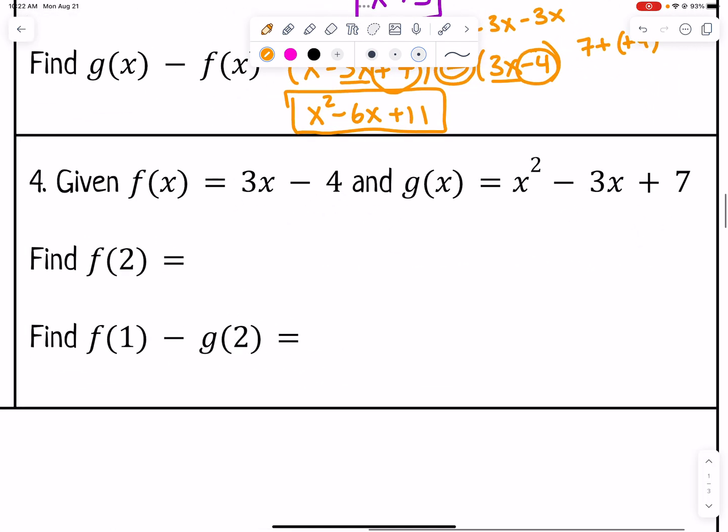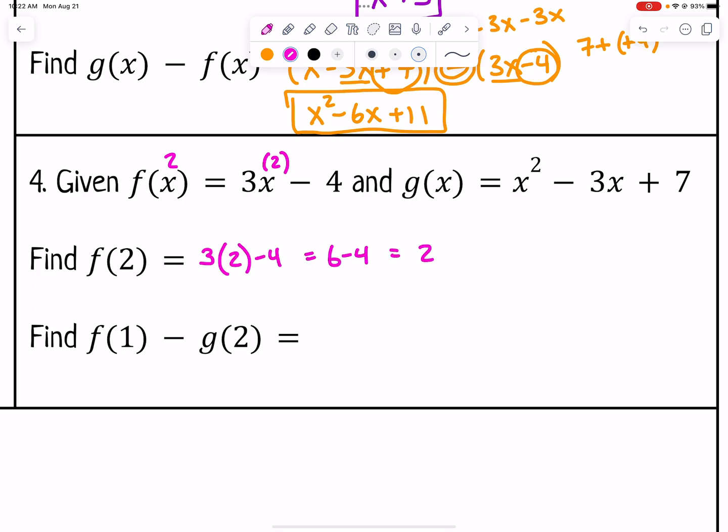Number 4 says f of x is 3x minus 4 and g of x is still x squared minus 3x plus 7. But this time it wants us to evaluate. So it wants us to find f of 2. So treat it like x is 2 now for f of x. So that would be 3 times 2 minus 4, which would be 6 minus 4, which is 2. Then it says find f of 1 minus g of 2.